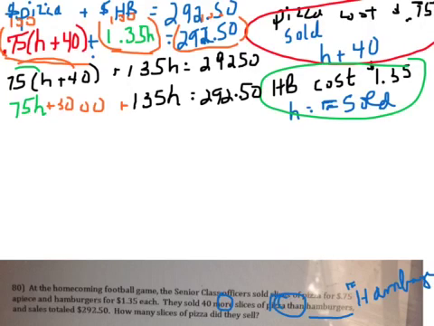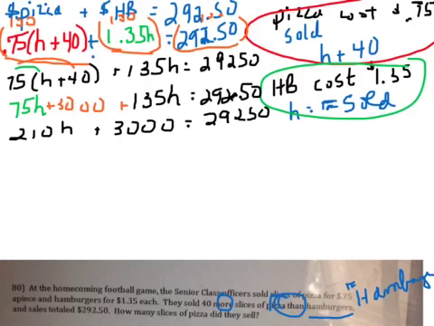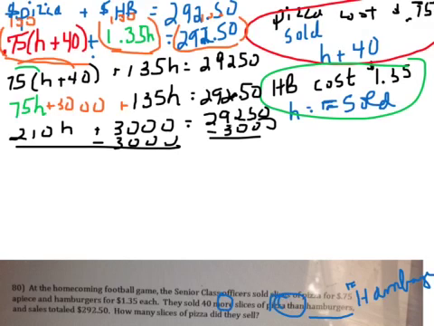Equal 292.50. Okay, so 75H and 135H, if I combine like terms, that would be 210H plus 3,000 is equal to, it's not 292.5, it's 29250. Okay, so it doesn't have that decimal place because we got rid of it. So we subtract 3,000 from each side, and we get 210H is equal to 26250 if we subtract. I'm trying to do this in my head because I don't have a calculator handy.